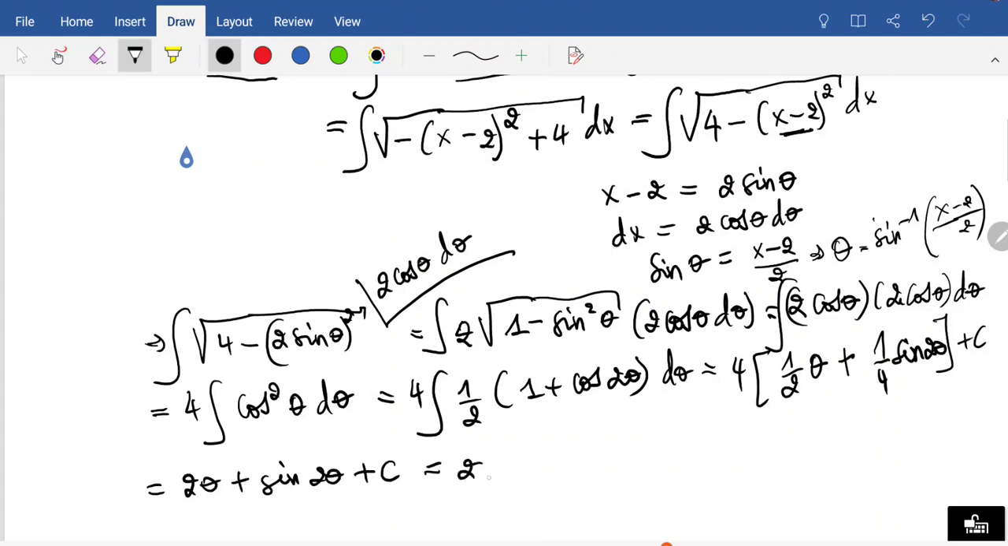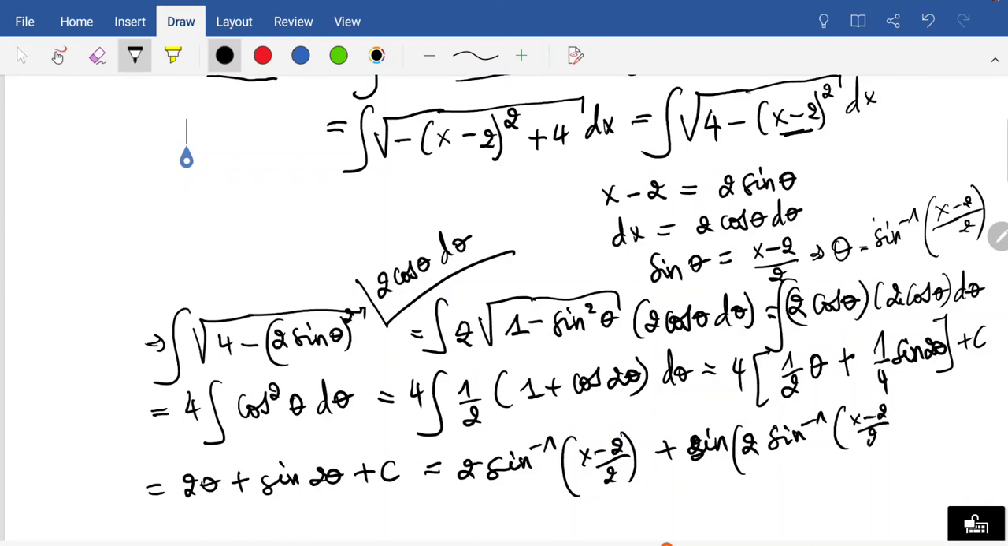which is just equal to 2 multiplied by, if you remember, our theta is just sine inverse, so sine inverse of x minus 2 over 2 plus, sorry, made a mistake here, should be sine of 2 multiplied by sine inverse of x minus 2 over 2 plus c, which can be simplified further, and I'll leave that to you guys.